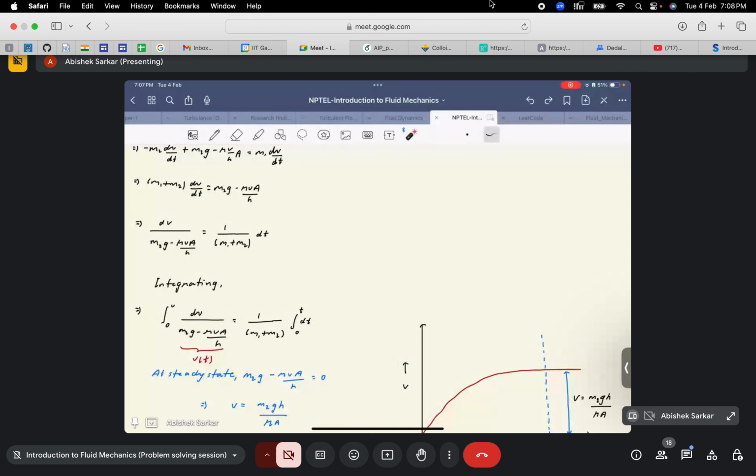Okay, sorry for that. So the steady state value of the velocity, when the frictional forces and the force because of the weight of the mass m2 balance each other, is given by v = m2gh/μA.